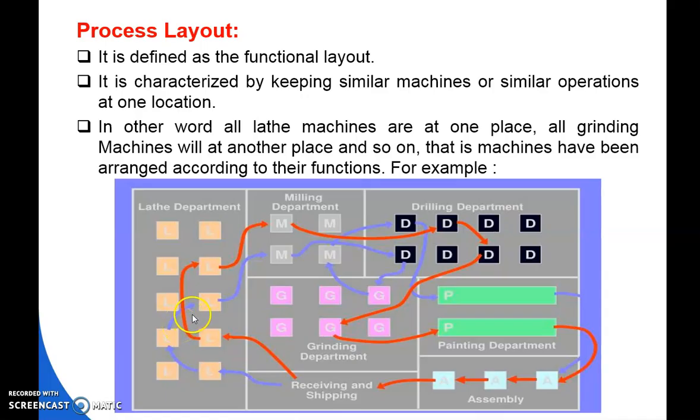So the problem with this process layout is that the paths are interconnected and crossed. But according to the principle of plant layout, the paths of movement of the raw material as well as the machining center workers should not cross each other. Hence, this is a bad layout. After seeing this process layout, we are going to find out the different advantages and disadvantages of process layout.